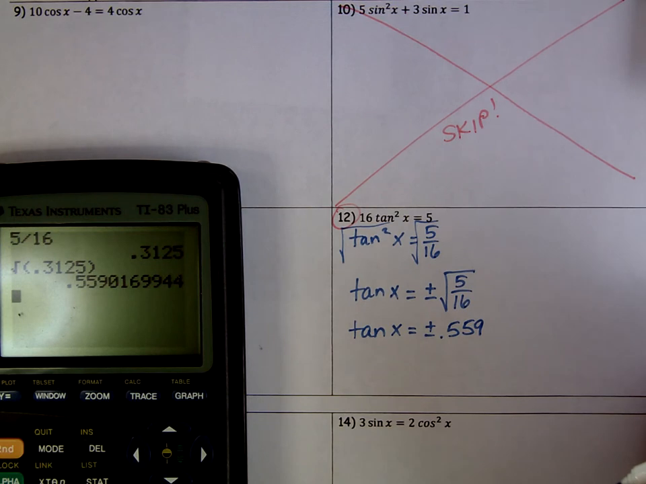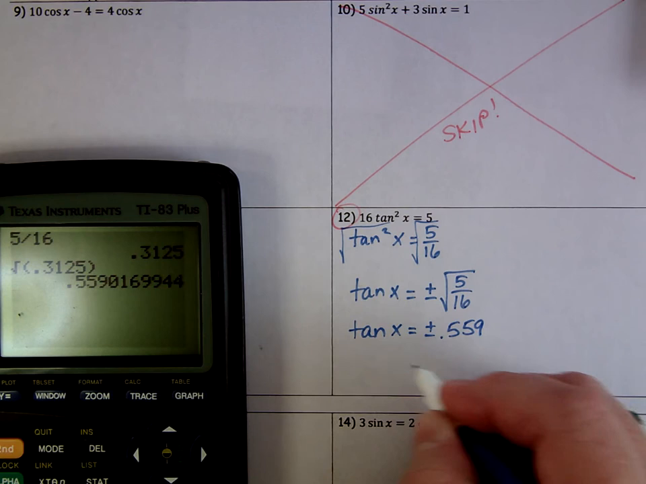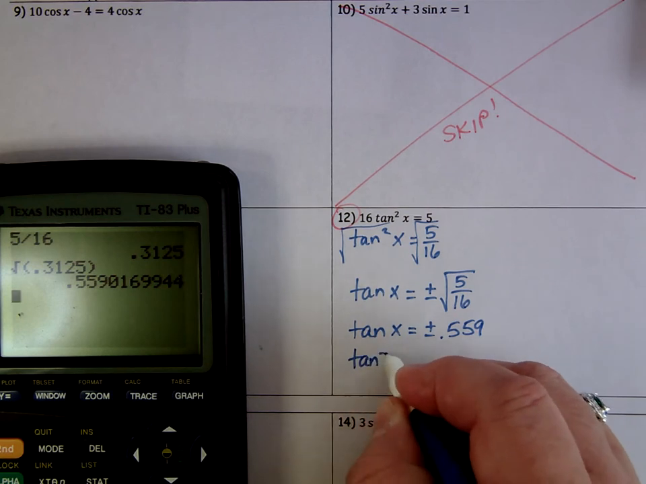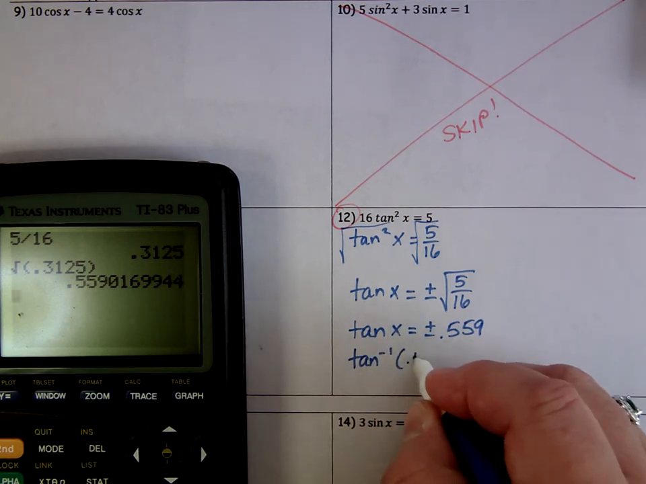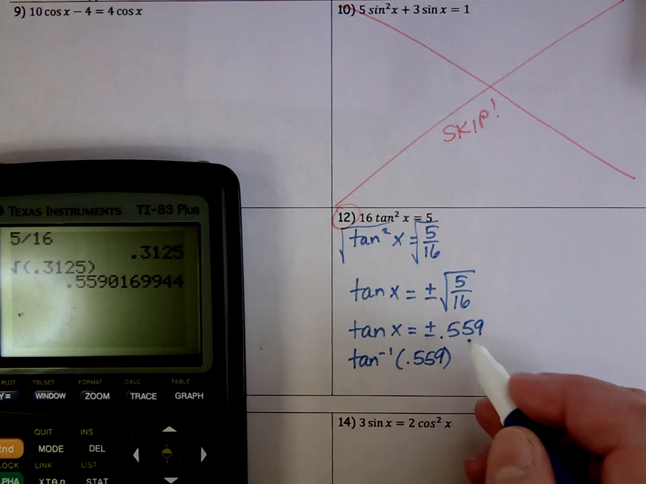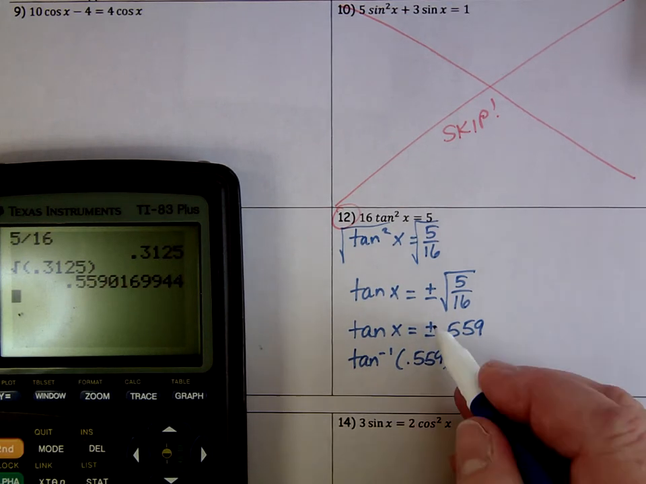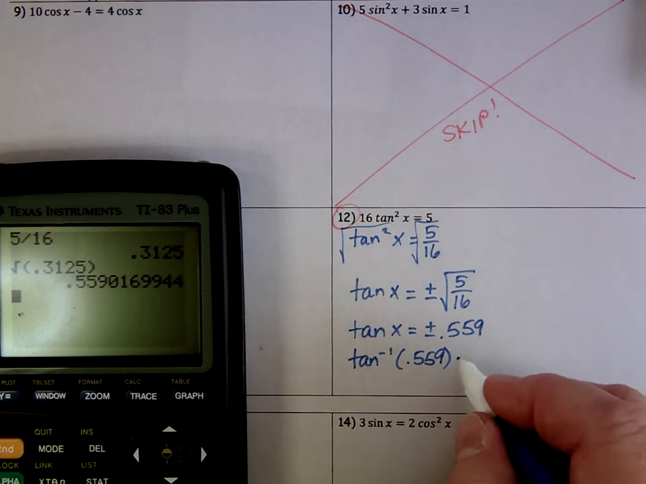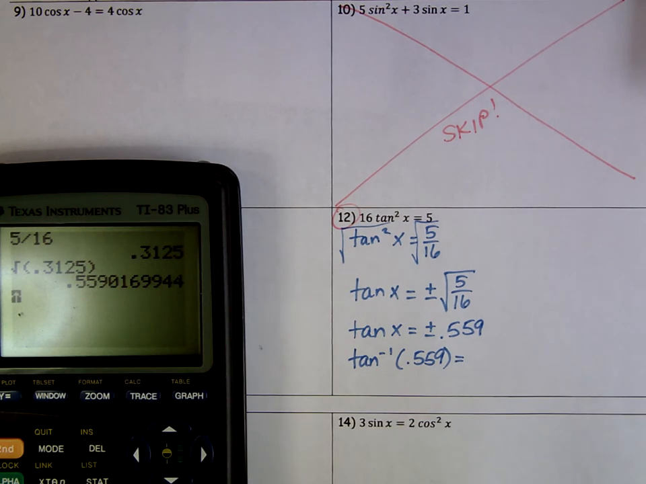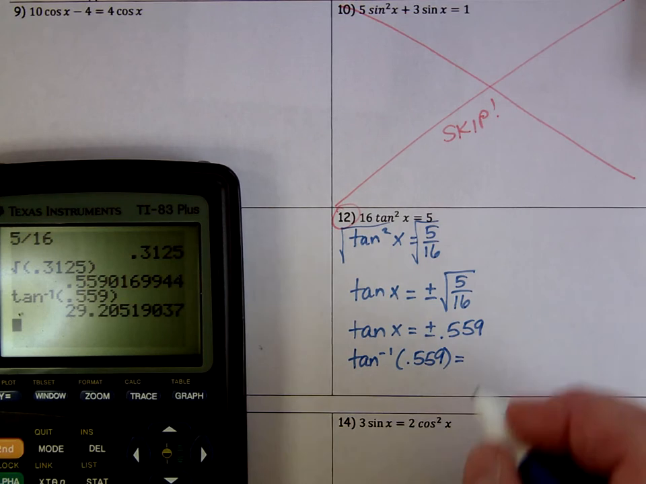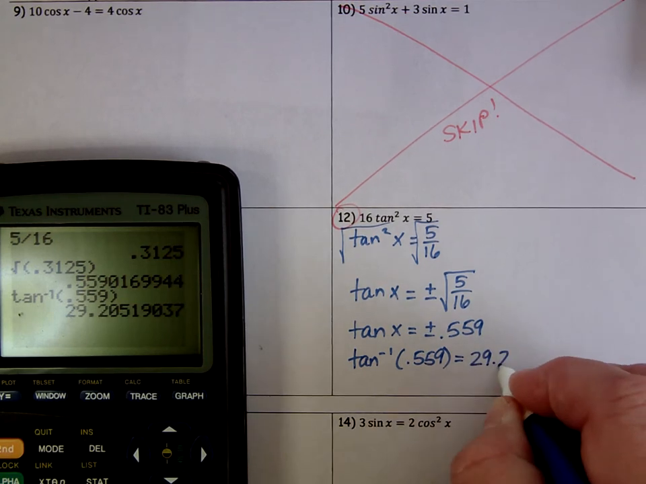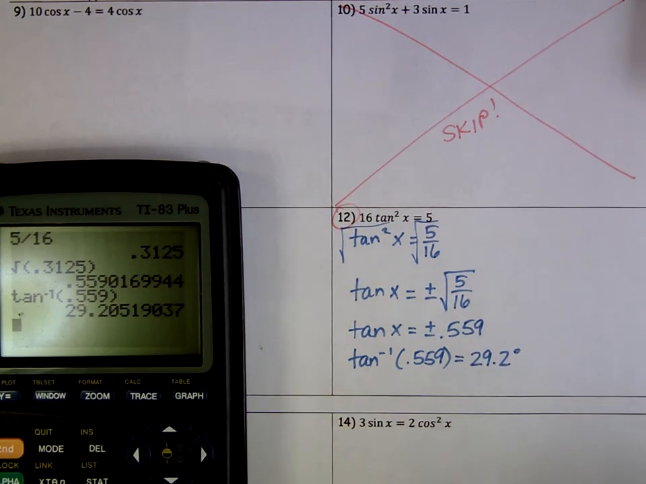I'm looking for the reference angle. I need to know what the reference angle is for this. So that means I'm going to put in my calculator tangent to the -1 of 0.559. Now remember, we only put the positive part in. The positive and negatives tell us which quadrant we're going to put this in in the end. So now second tangent, 0.559, gives me 29.2. That's my reference angle. So then I've got to go back and put it in the appropriate quadrants.